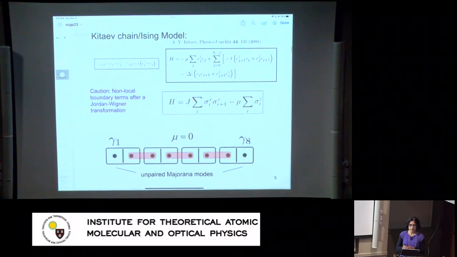Well, so what is the simplest model which shows the so-called non-invertible symmetry? As I was mentioning, there's a 2D Ising model which is related to the 1 plus 1D quantum Ising model. And we often study it in this language, the Ising model which after a Jordan-Wigner transformation is the Kitaev chain.